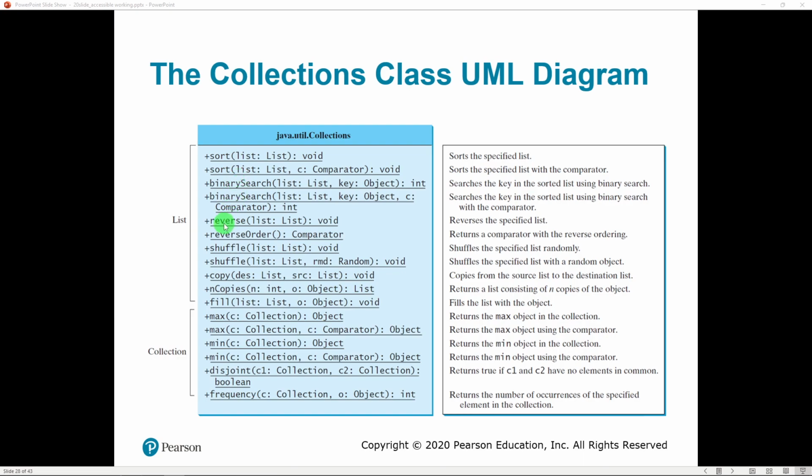There are methods there to take a list and reverse it. There are methods to shuffle a list. If maybe we create a list full of playing cards, we can call shuffle, and it'll shuffle it for us. It shuffles a specified list randomly. That's kind of handy. We can create copies of a list. For any collection, we can find the max or min of the items that it contains.